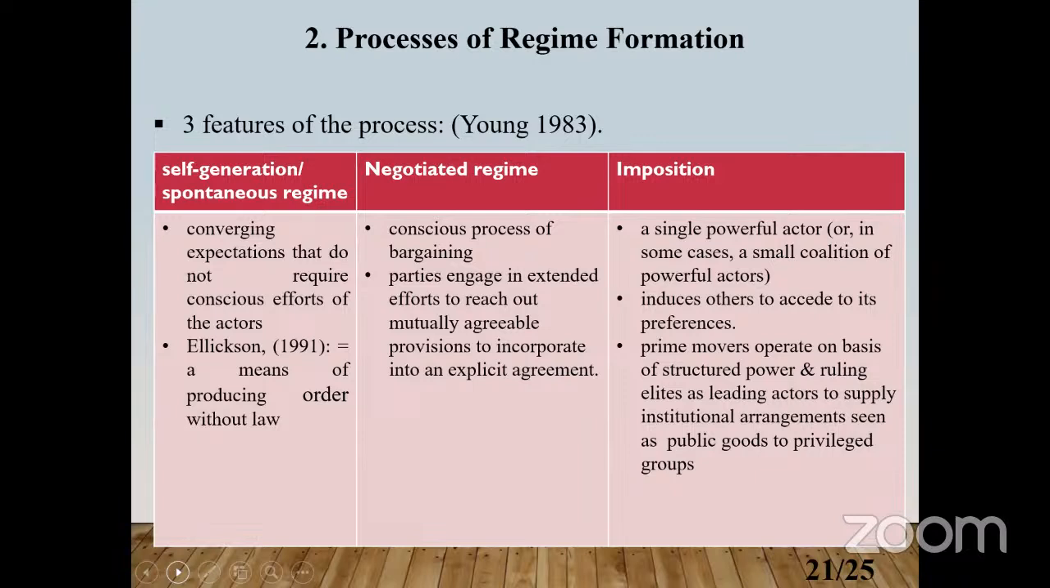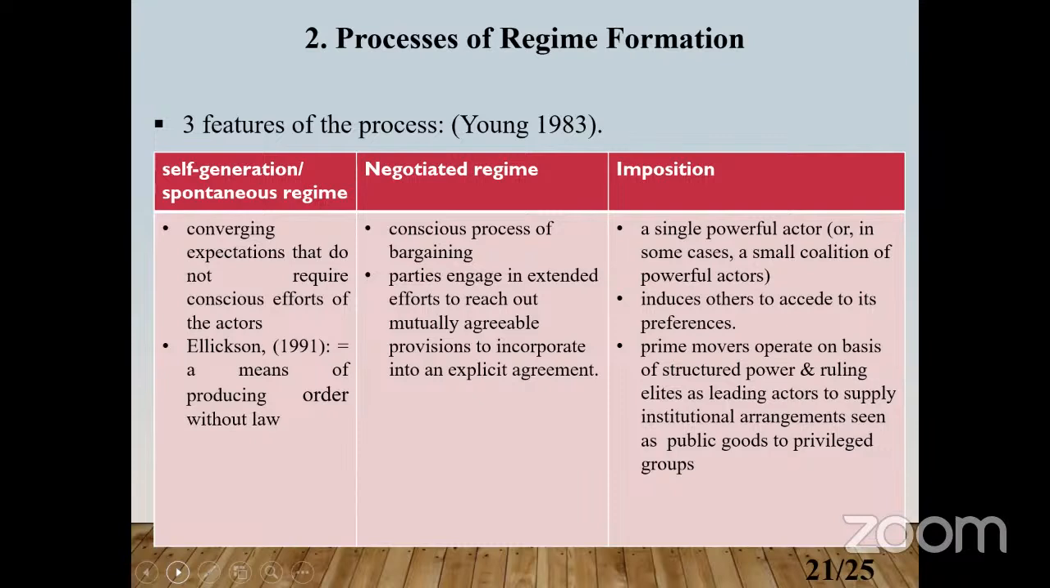The negotiated regime process is defined as a deliberate, conscious process of bargaining. Parties here come together and engage in extended effort to reach mutual agreements. So you can see this is the area of the liberal tenet, the liberal currents within regime formation. This is very much what we can call the liberal theories of international regime formation.